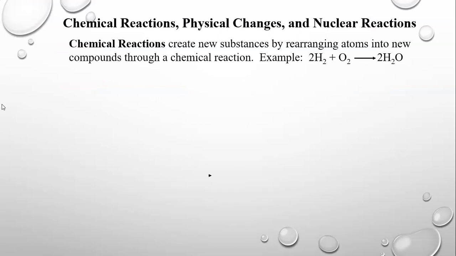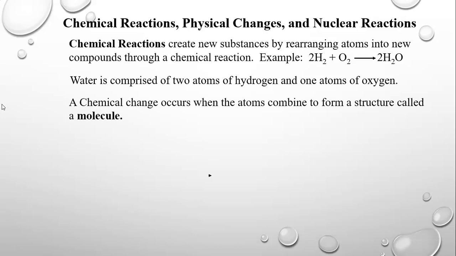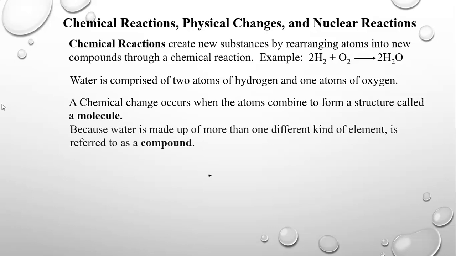Chemical reactions create new substances by arranging atoms into new compounds. Example, take the reaction 2H2 plus O2 produces 2H2O, which, by the way, is how that reaction would be read. Water is comprised of 2 atoms of hydrogen and one atom of oxygen. A chemical change occurs when the atoms combine to form a structure called a molecule. Because water is made up of more than one different kind of element, it is referred to as a compound.